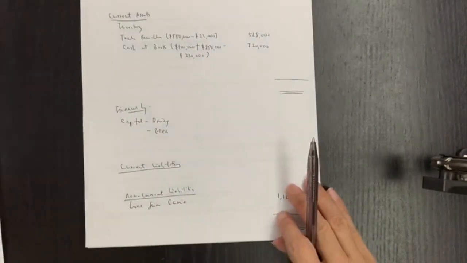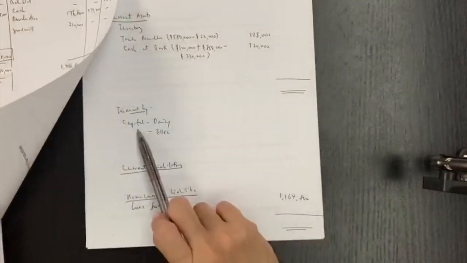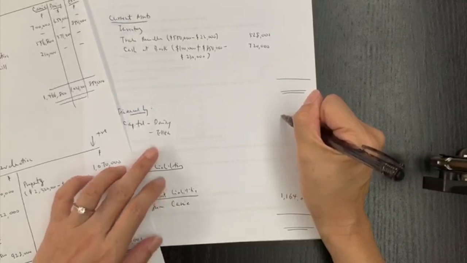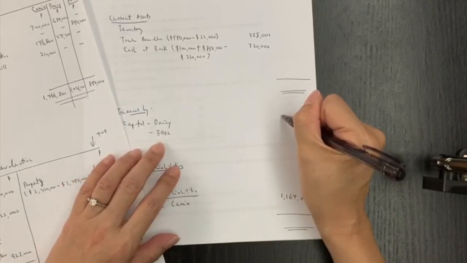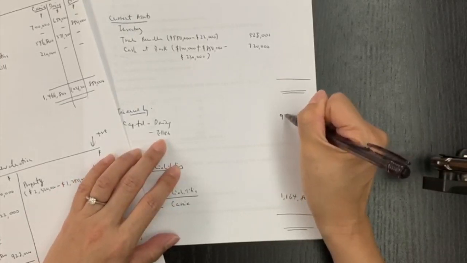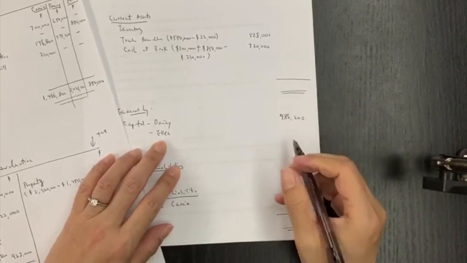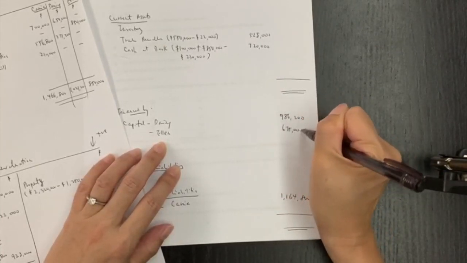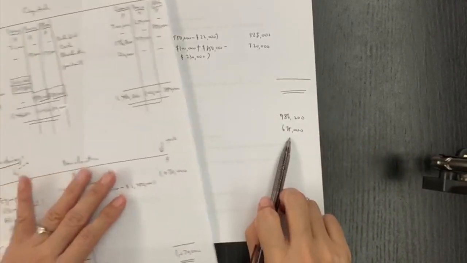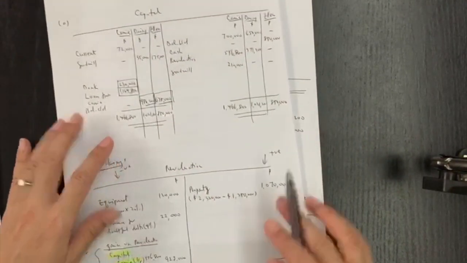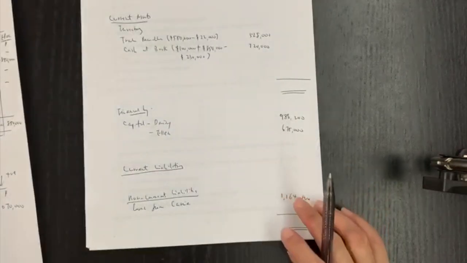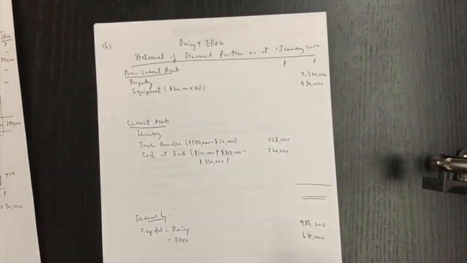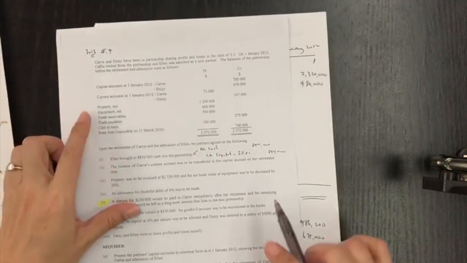So this is my statement of financial position. I have Daisy and Ellen. So how much is Daisy? Daisy gets 986,200, and then I have 675,000 in Ellen's account. Okay, so we finished the capital accounts, and now we can finalize everything in statement of financial position.